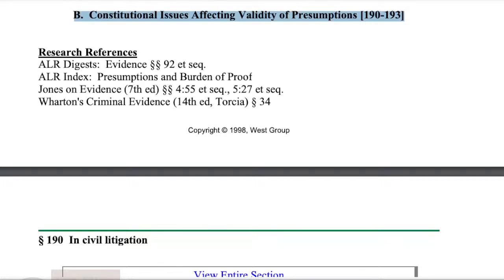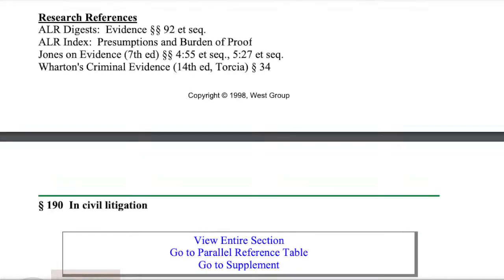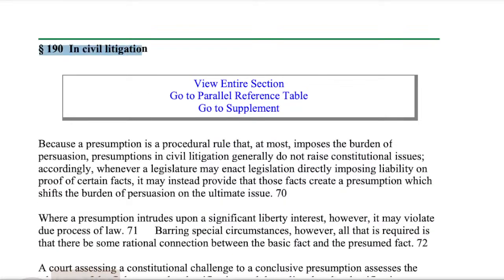Constitutional issues affecting validity of presumptions. And again, the validity is what actually happens. This is if it's doing the right thing. Section 190 in civil litigation.